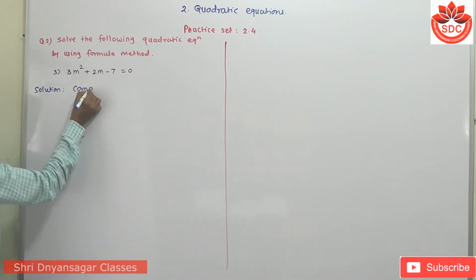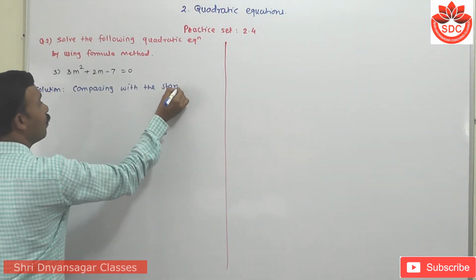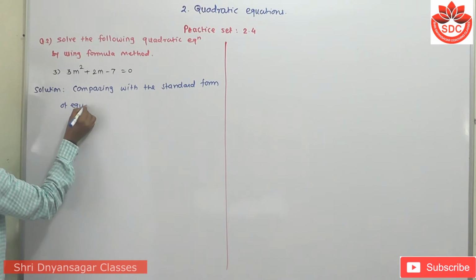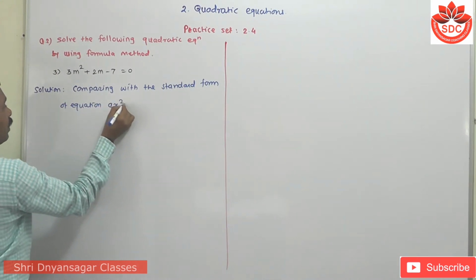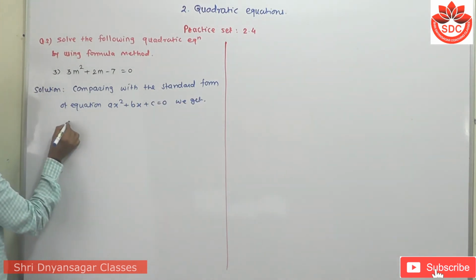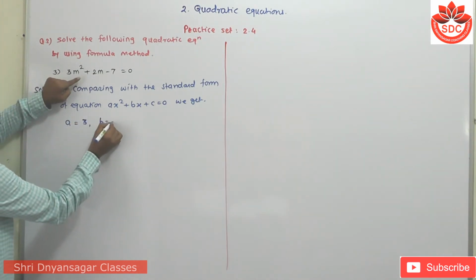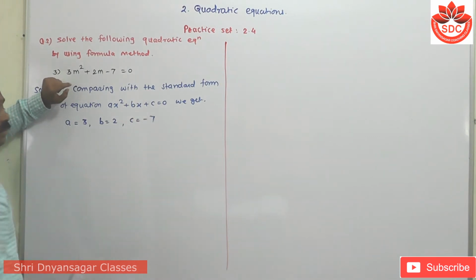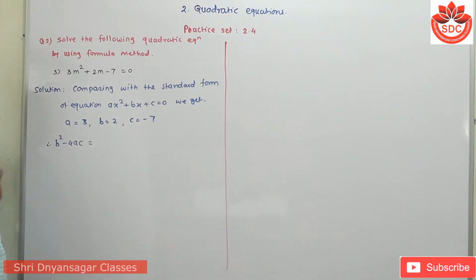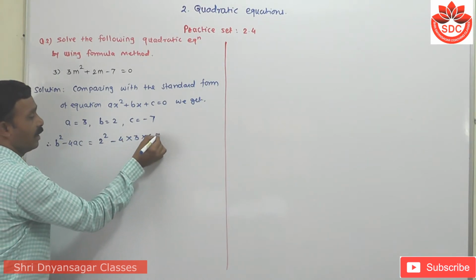First, comparing with the standard form of the equation ax square plus bx plus c is equal to 0, we get the values of a, b, c. When we compare, a is equal to 3, the value of b is equal to 2, the value of c is equal to minus 7. Then find out the value of b square minus 4ac. b is 2 square minus 4 into a is 3 into minus 7.